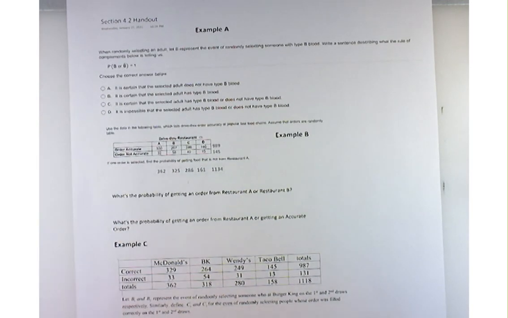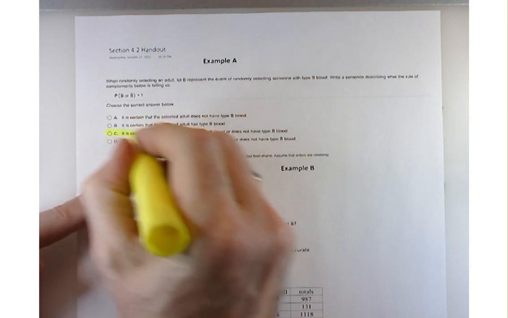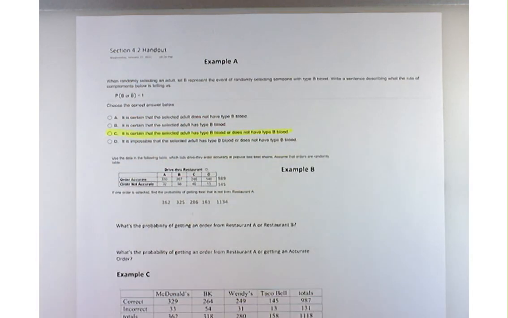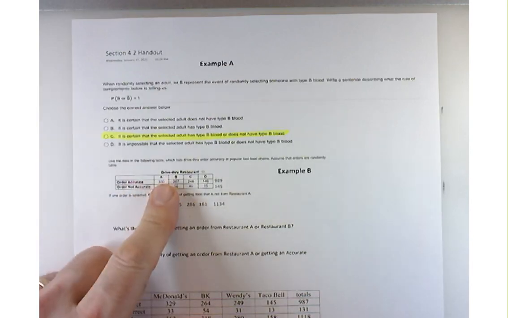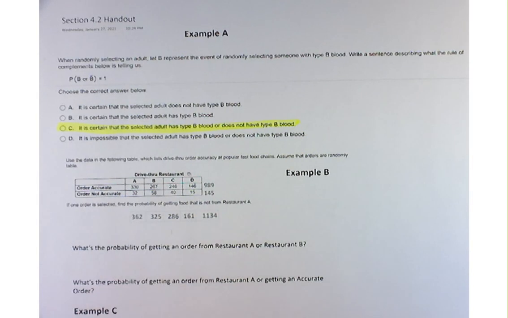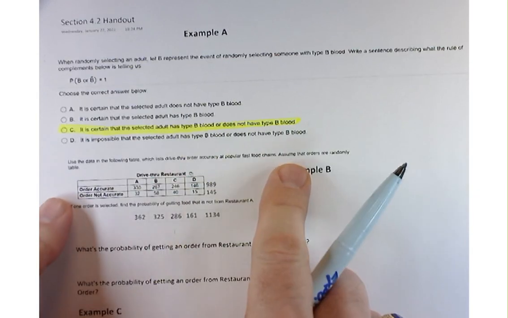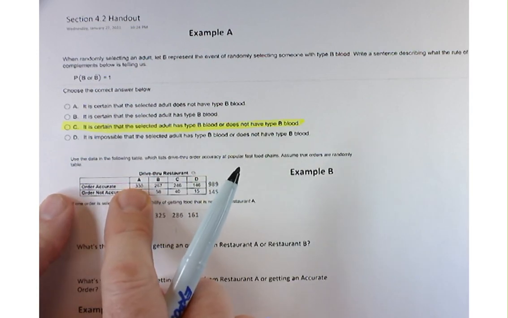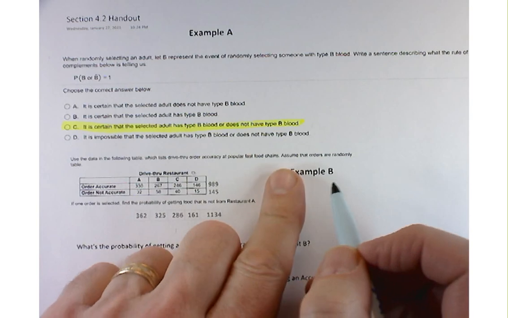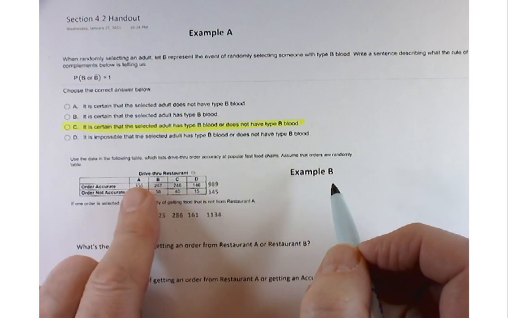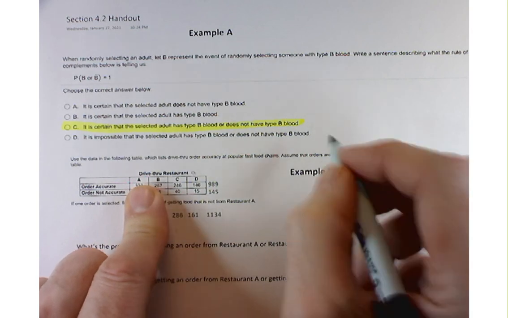Let's bring that back to our current example. We selected C up here, and let's come down to example B. For example B, I'm also going to introduce some more notation here, and that is for an accurate order. Because we have a restaurant A, as opposed to what the actual printed version of the book would have, like McDonald's or Taco Bell or something like that, I can't use A for accurate, so I'm going to use R for right. It's got the right order.